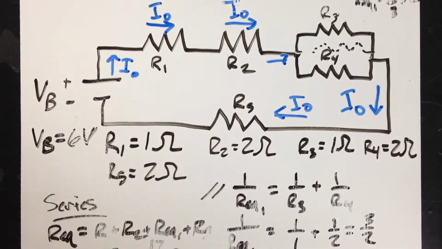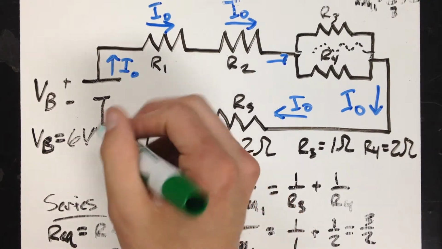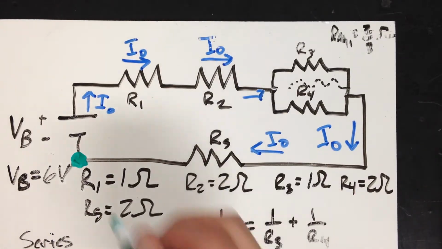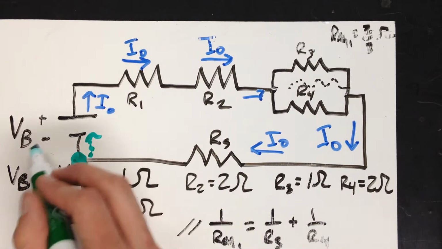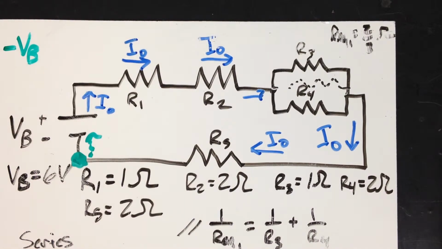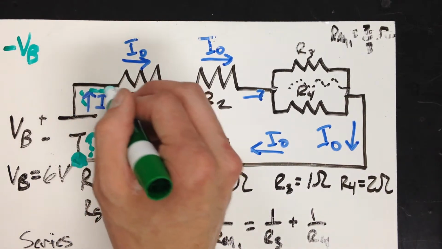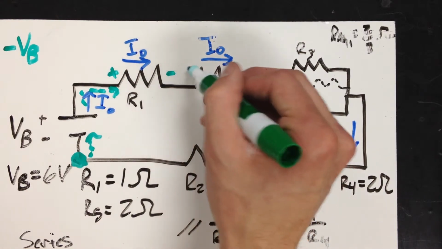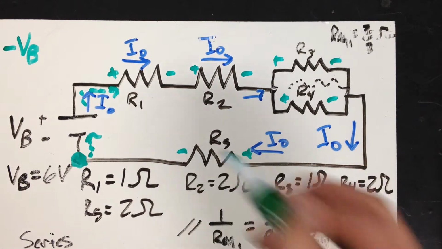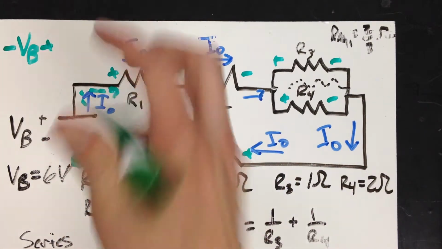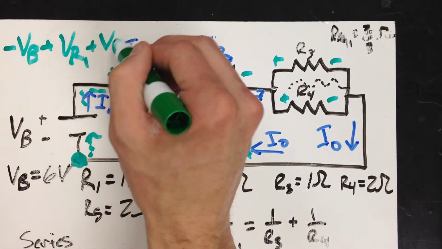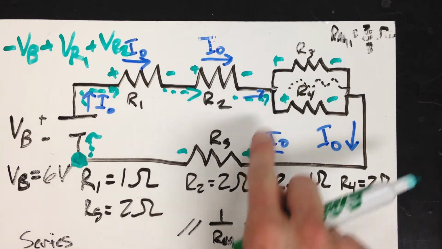I would utilize the loop rule. I would say, okay, pick a point and start on your circuit and go around that circuit. So I encounter the negative terminal of my battery. So I would write down the negative VB. Then keep going. Here I hit the positive side of my resistor. So I would write down plus VR1. Keep going. Plus VR2.